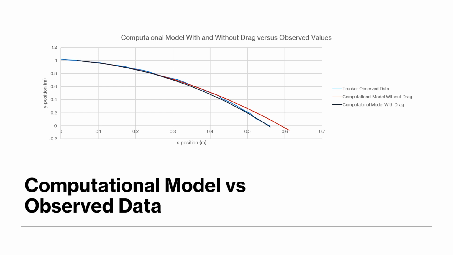When it came time to compare our computational model and observed data, we got results which we expected to get. We can see the red line here is our computational model without drag, and we can see that it travels further, which we would expect because there's no net force in the opposite direction slowing it down, whereas the blue and the black lines are the computational model with drag as well as the Tracker data, and we can see those align with each other much better than the red line, which is without drag.